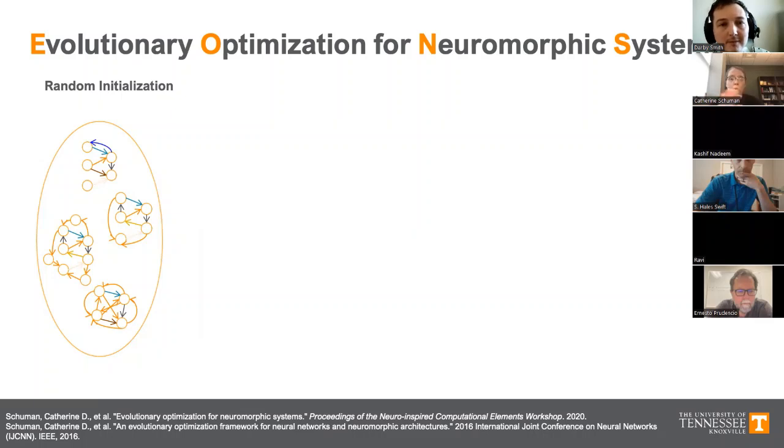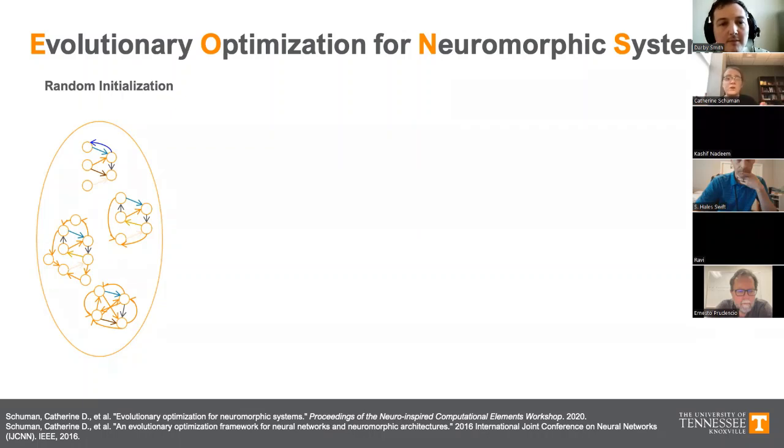So what we do is we start with a random initialization because we assume we know nothing about what our spiking neural network should look like for that particular neuromorphic hardware backend that we're targeting. And so you can see our initial population here has 4 individuals in it. Typically, our populations have between 100 and 1,000 individuals. Those individuals are different. They have different numbers of neurons. They have different numbers of synapses. The parameters are different across those.